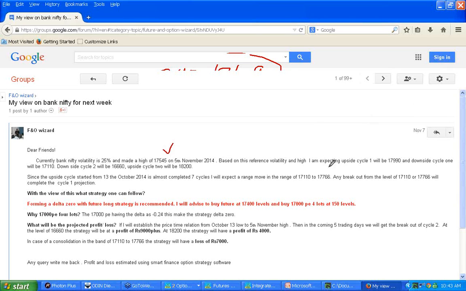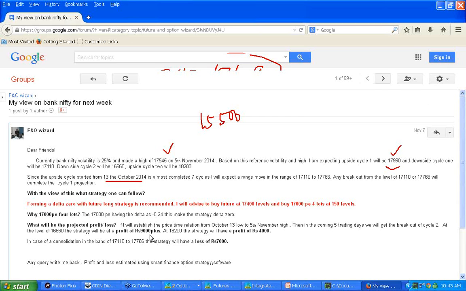17,544. On 5th November it made a high, and on 13th October it made a low, which is 15,000 something, 15,500 level to 17,545. So this rally has already contributed 2,000 points. Beyond this, if we are moving, as per volatility we can move to 17,000, 18,000 plus. If it doesn't move, then we can consolidate at this level or retrace back a little, and then again start our journey.